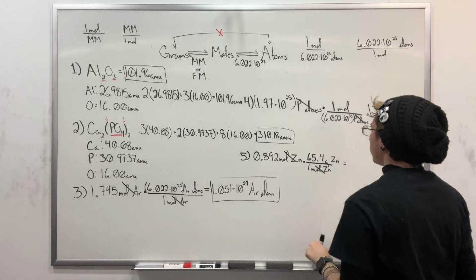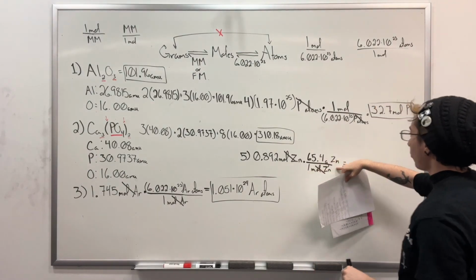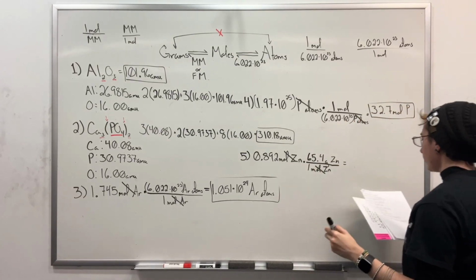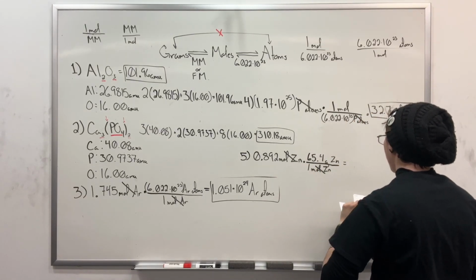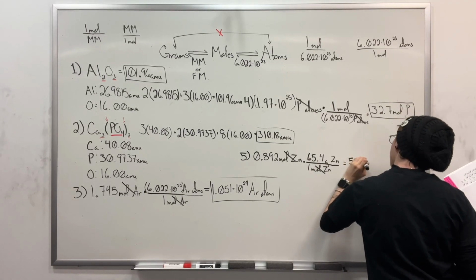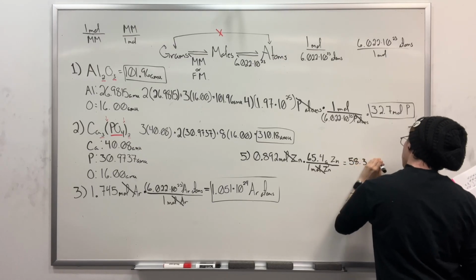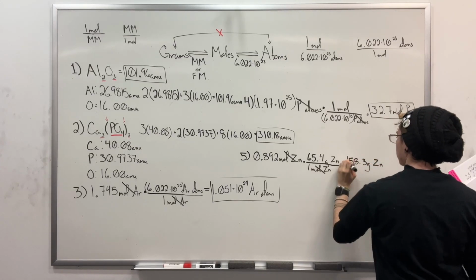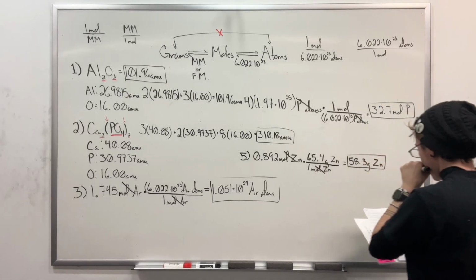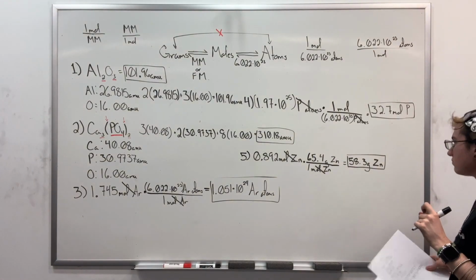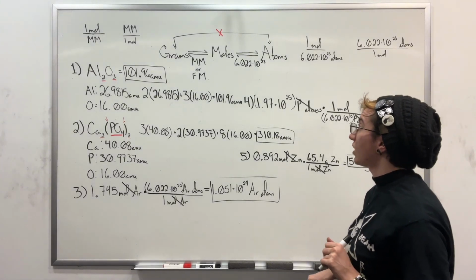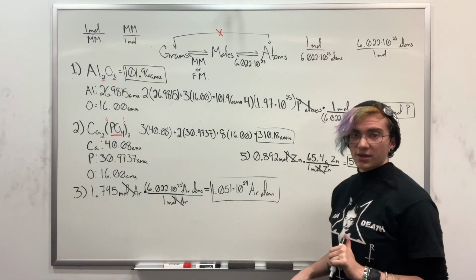So, moles times the formula mass, or molar mass, sorry. Moles times molar mass to get grams. When we have 0.892 moles of zinc, we have 58.3 grams of zinc. And so those are the first 5 questions. And now we are on to 6 through 10, which are going to involve a few more steps.